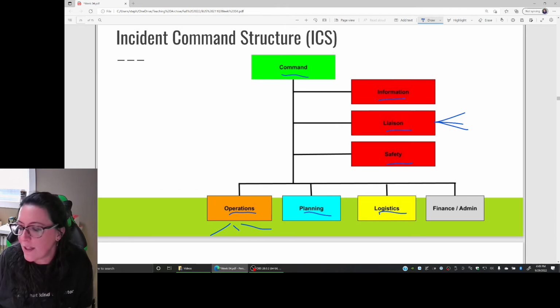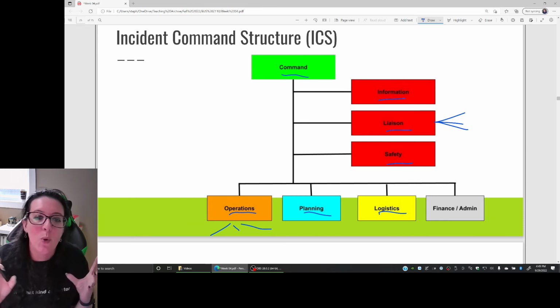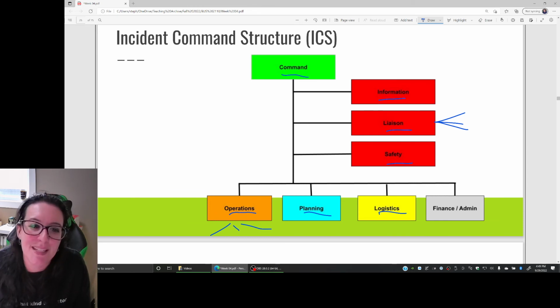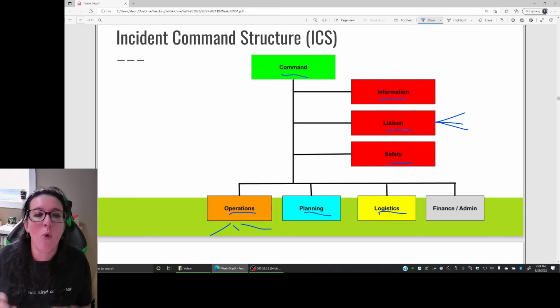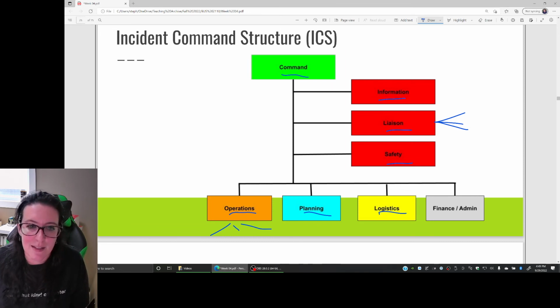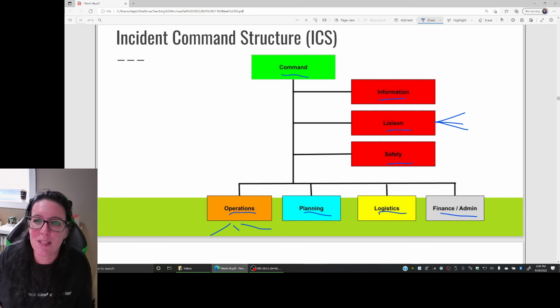And then we have a logistics officer who is going to be in charge of getting those materials that we are going to need. So perhaps we are going to need a warming tent. Perhaps we are going to need additional ambulances. So making sure the supplies are there. And then in an event, somebody's got to pay for all those people and all those materials. And so we have someone on the finance and admin side to manage that aspect.